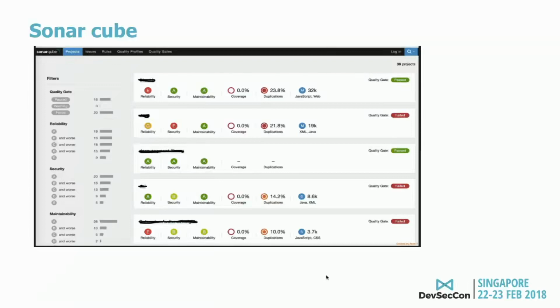Black box testing can also now be automated by different open source tools, which we'll be talking about later.